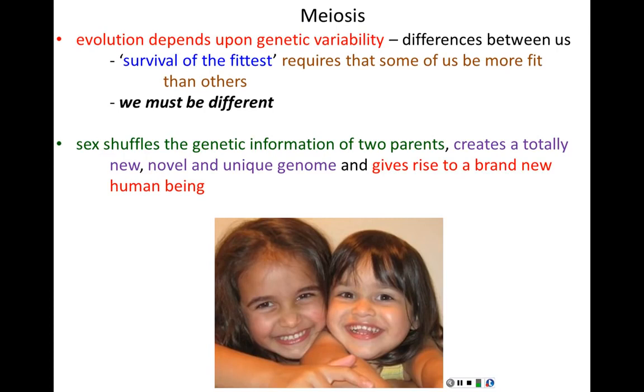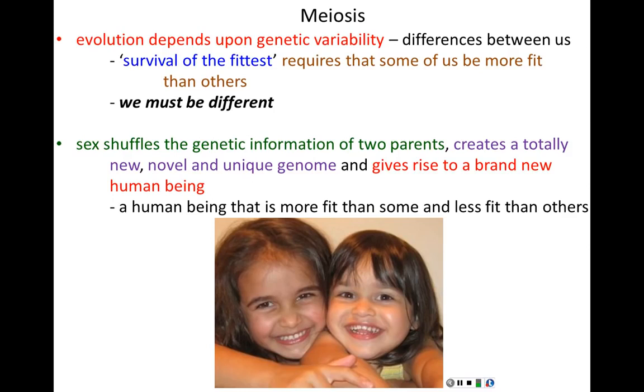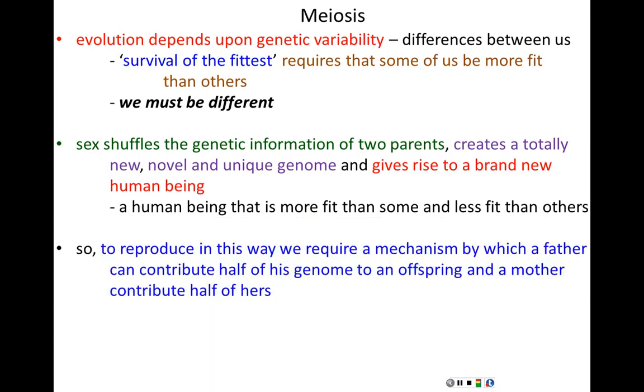They are not me. They are not my wife, but they are similar to each of us in very distinct and recognizable ways. They are also different from each other, although they have the same mother and father, because sexual reproduction has reshuffled my genetic information and that of my wife's, creating a unique and novel human being who has never been on this planet before and will never be on this planet again. When we have this variability, when we have individuals that are different, we have people that are more fit than some and less fit than others, and that drives evolution.